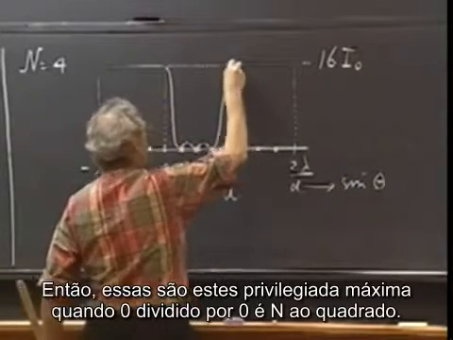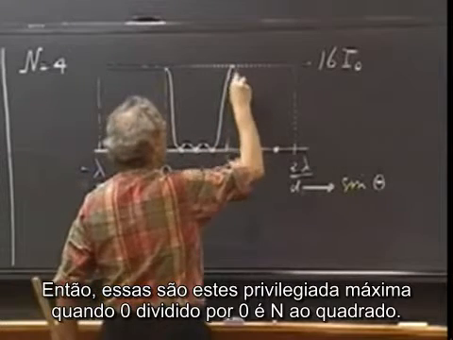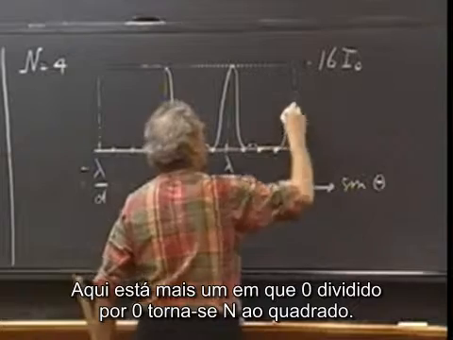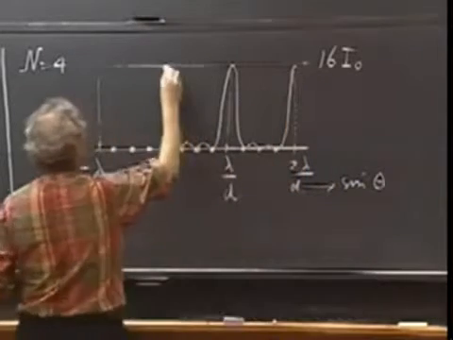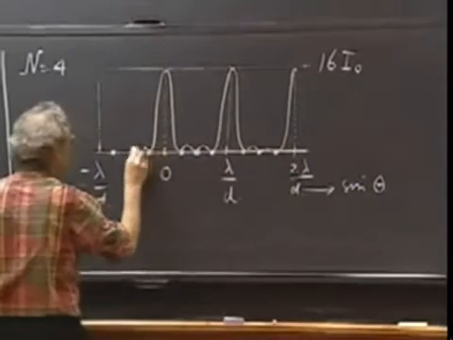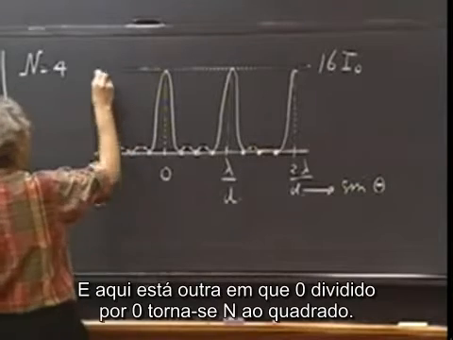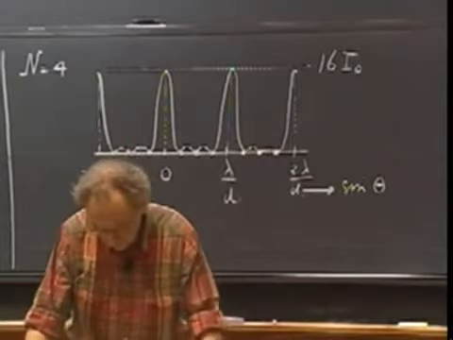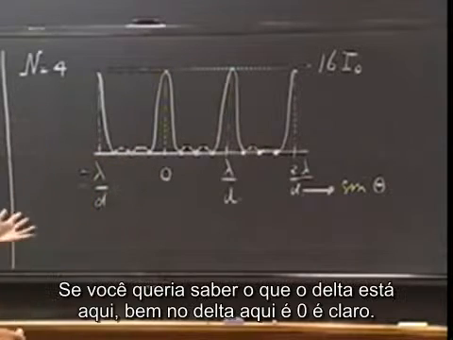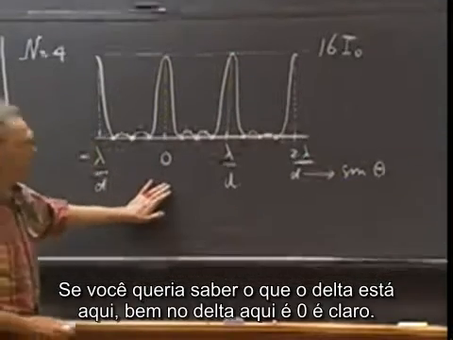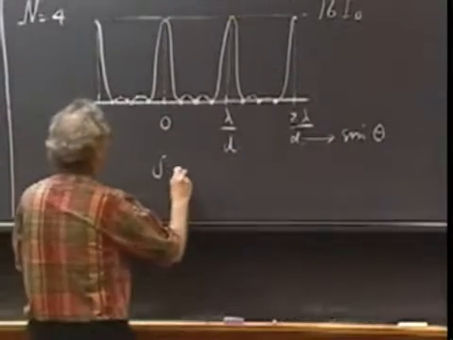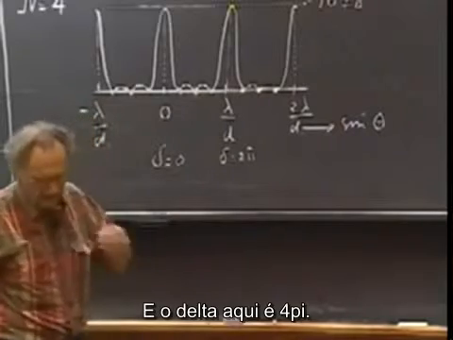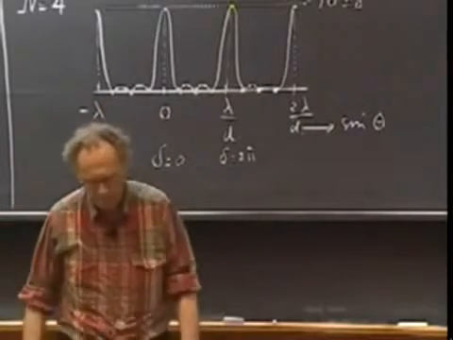So these are these prime maxima when 0 divided by 0 is n squared. Here's another one where 0 divided by 0 becomes n squared. And here's another one whereby 0 divided by 0 becomes n squared. If you wanted to know what the delta is here, well, the delta here is 0, of course. And the delta here is 2 pi. And the delta here is 4 pi.